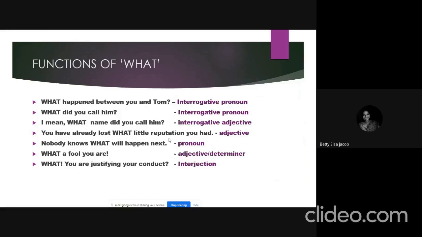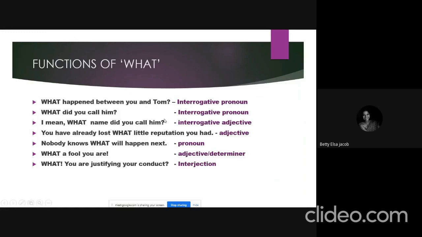If what is followed by a noun, it will be interrogative adjective. But here, what is followed by a verb? What happened between you and Tom? So, what is an interrogative pronoun? Similarly, what did you call him? Now, here again, we see that it's a question, so it is interrogative. And similarly, what is not followed by a noun, so it's an interrogative pronoun. Look at the next question. You'll understand the difference. I mean, what name did you call him?